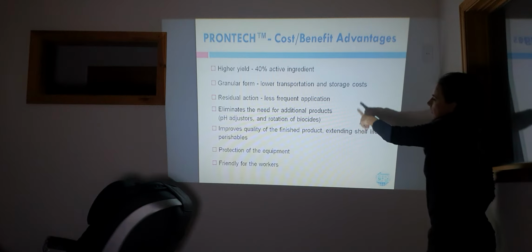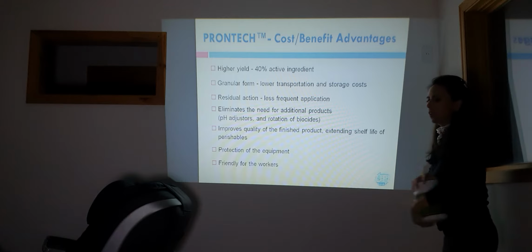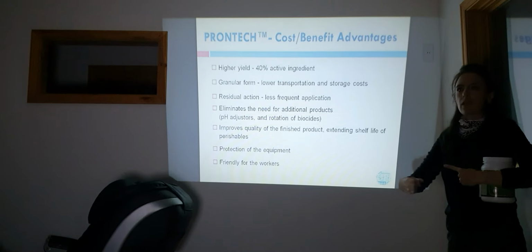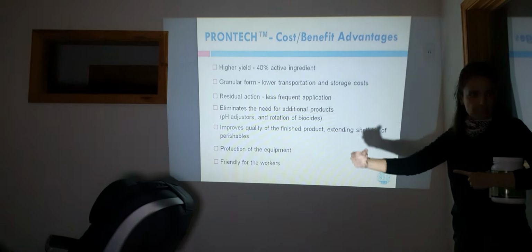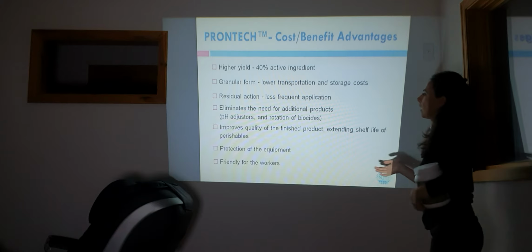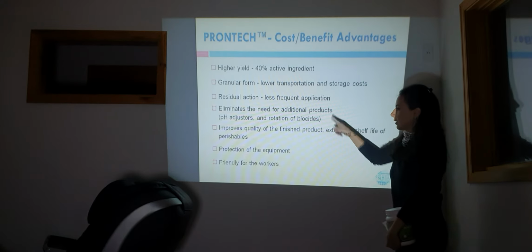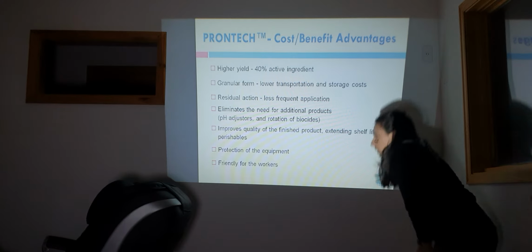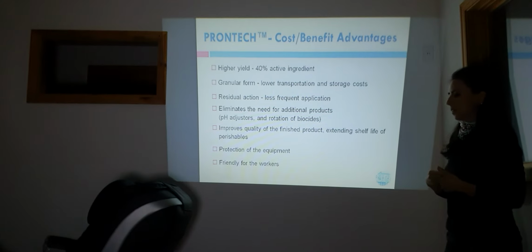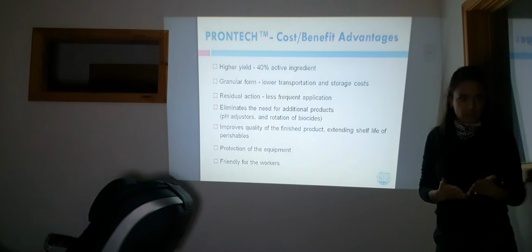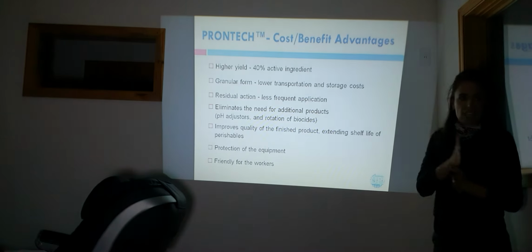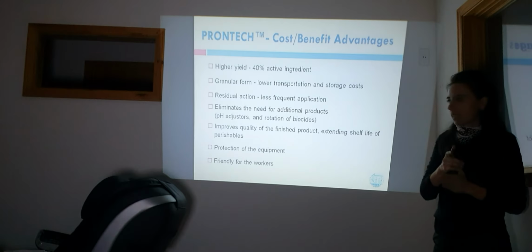Residual action, less frequent application. Like I said, you can apply on a surface and the product continues working and killing bacteria. So it has that residual effect, protecting the plant. Eliminates the need for additional products. Like I mentioned earlier, no need for pH adjusters, no need to rotate biocides, no need for surfactants in the golf courses, for example. So you're using less products when you use Frontech.